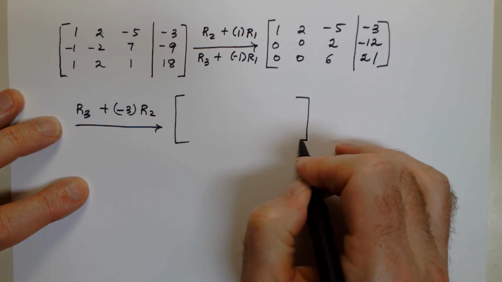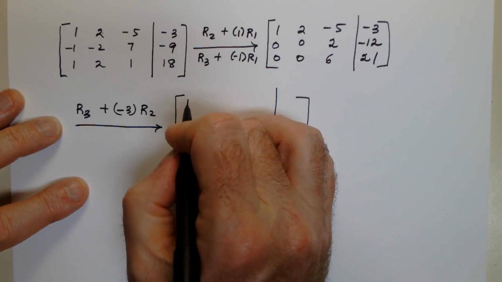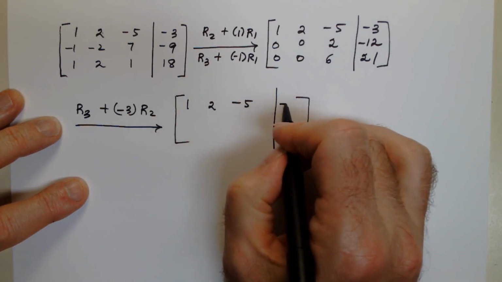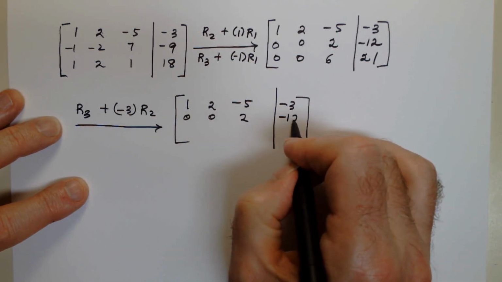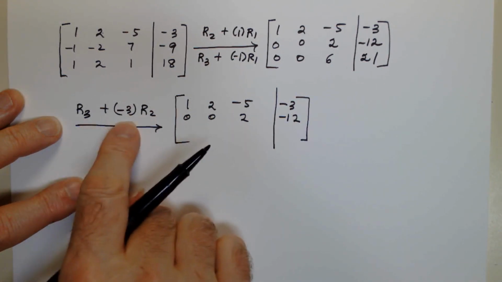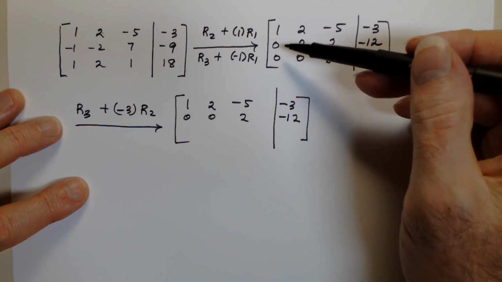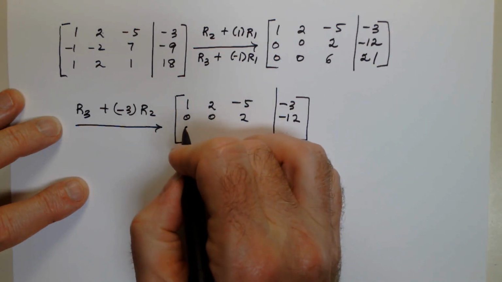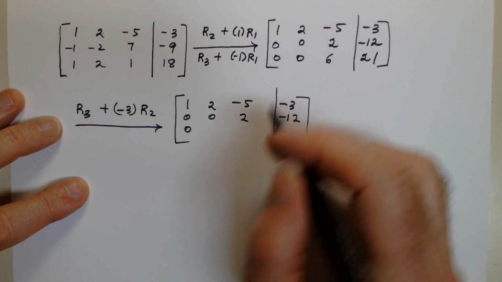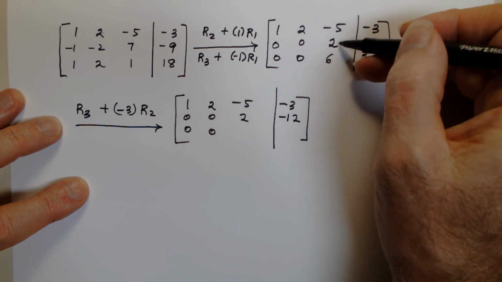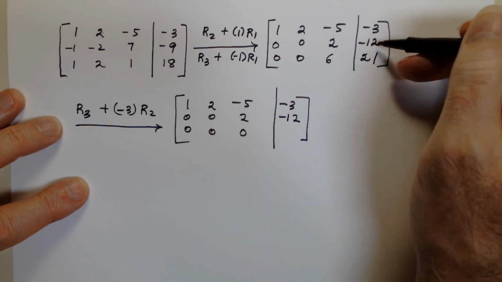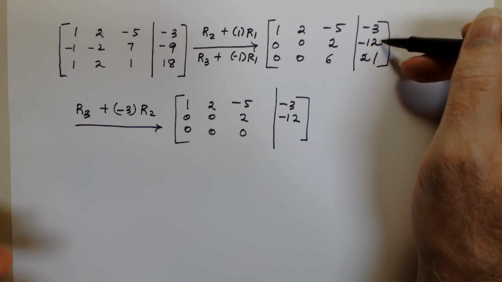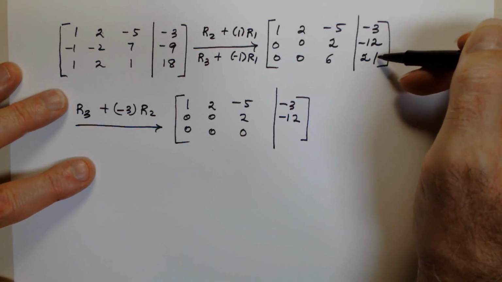And so what is this going to look like? Let's take a look. I know that row 1 is not changing. Row 2 is not changing. Now row 3 is being changed according to this recipe. So remember, I'm multiplying by -3 and adding down. So that'll still be 0 plus 0 is 0. -3 times 0 is 0, added on to 0, that's still 0. -3 times 2 is -6, added on to the 6, that's 0. And now I've got -3 times the -12. That's going to be a positive 36. When I add that onto the 21, that's going to give me 57.